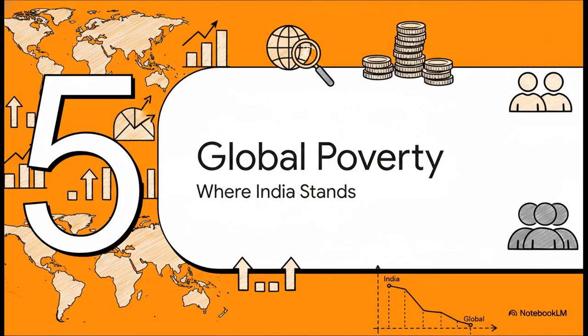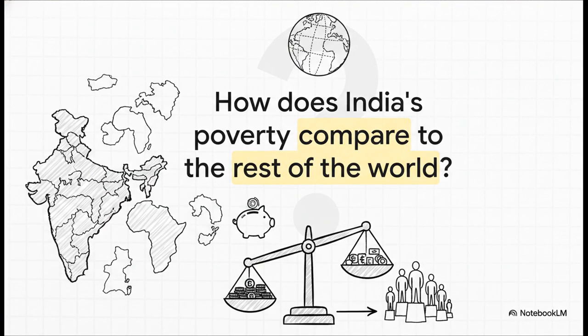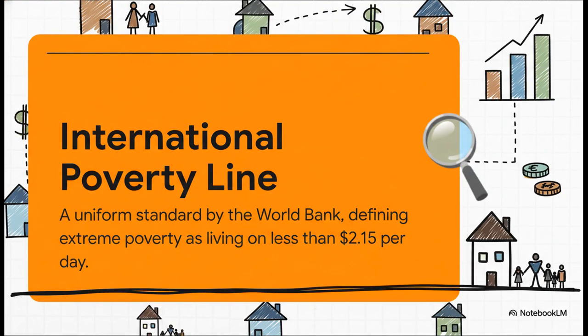All right, for the final part of our lesson today, let's zoom out completely and look at the global poverty scenario. We've talked a lot about India, but where do we stand when we compare ourselves to the rest of the world? Now, if we want to compare poverty across different countries, we face a challenge. Each country has its own way of defining poverty. So, to make a fair comparison, international organizations like the World Bank need to use a single, uniform standard for everyone. And that uniform standard is what's known as the International Poverty Line.